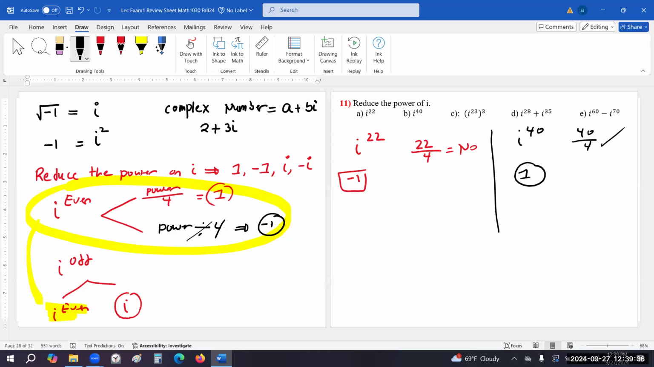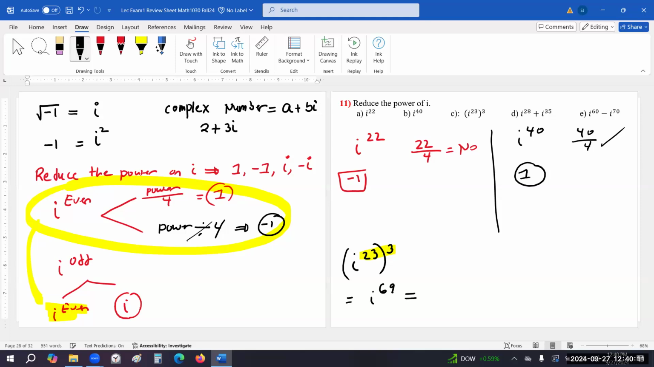Let's say we have the next one, no problem. i to the 23, but we have an extra power 3. Power rules. If you have more than one power, what do you do? Do you add? Do you multiply? Do you subtract? Do you divide? Multiply. So first step, multiply them. What is 23 times 3? 69. 69 is an odd number, right?